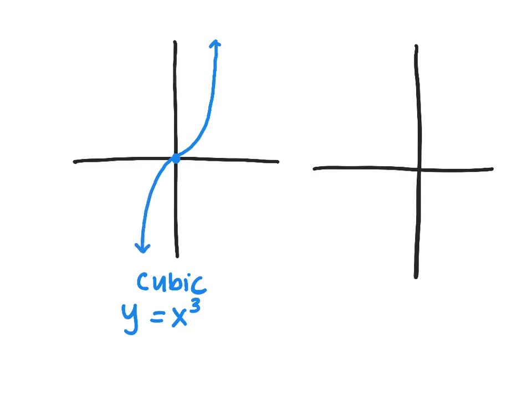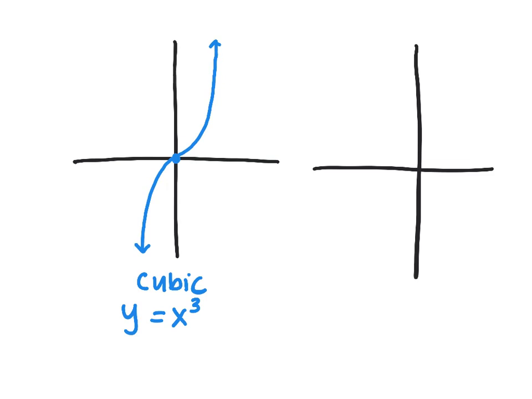The next one we want to think about is our cubic function. The cubic function has the equation y equals x cubed. So I have a 3 in my exponent. Again, this is a vertex at the origin. It is going to continue up to the right, just like our quadratic, but it is going to be symmetric over the origin. It's an odd function. It will continue down to the left.